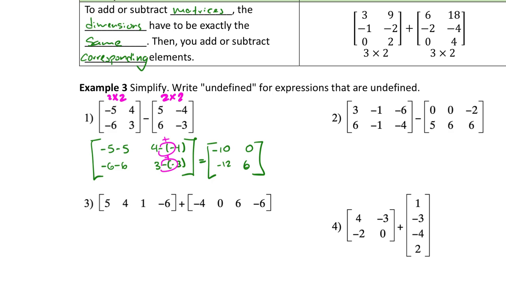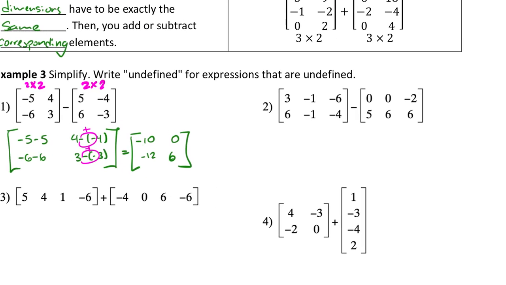Let's see the next one. Again, let's start by defining my dimension. So this is a 2 by 3, meaning we have 2 rows, 3 columns. And then the other one is a 2 by 3.